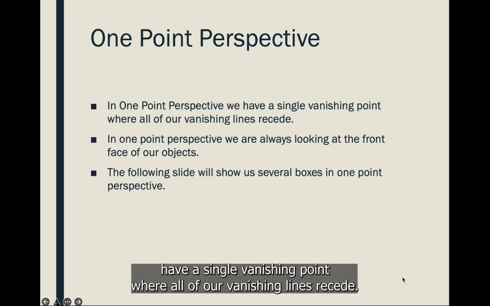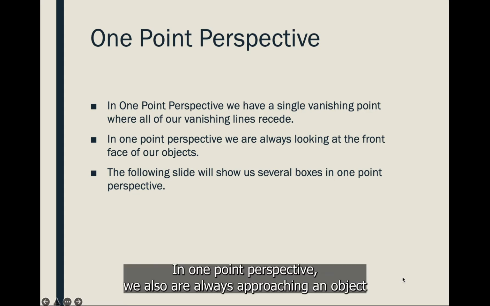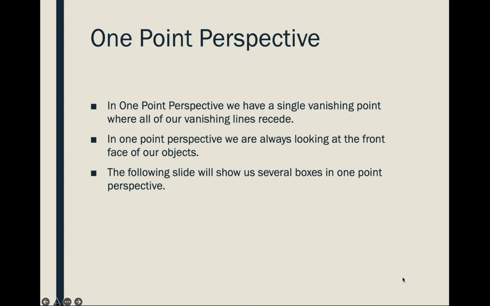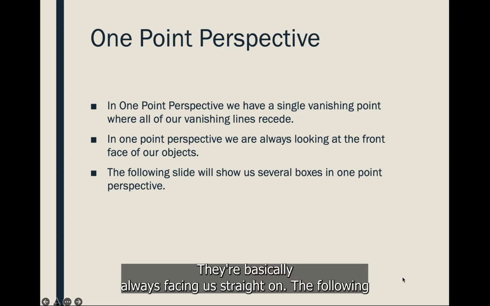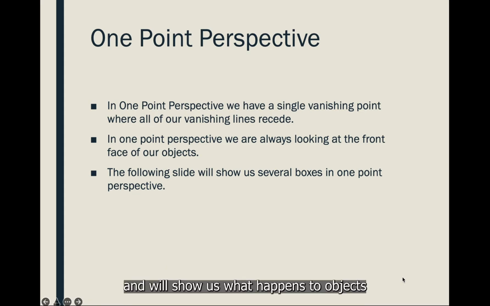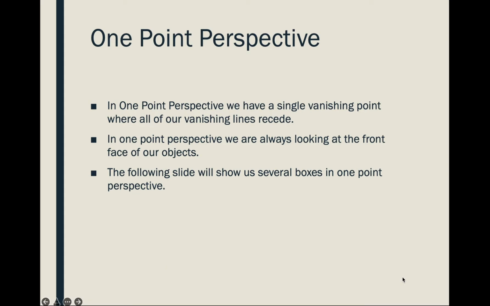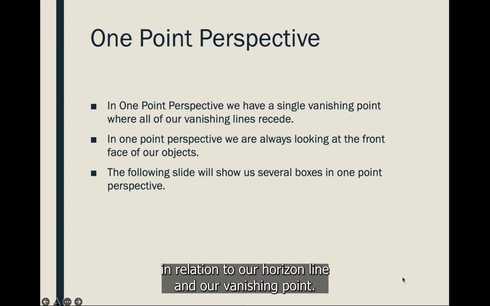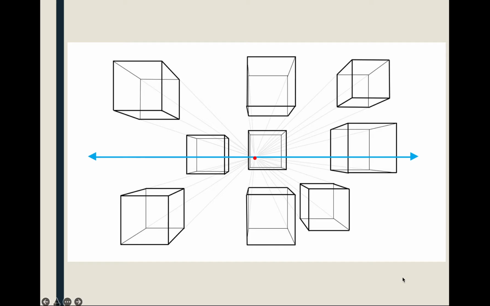In 1 point perspective, we have a single vanishing point where all of our vanishing lines recede. In 1 point perspective, we also are always approaching an object from its frontmost face. They're basically always facing us straight on. The following slide will show us several boxes in 1 point perspective, and will show us what happens to objects as they kind of vary in location in relation to our horizon line and our vanishing point.